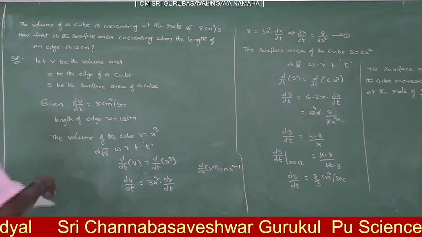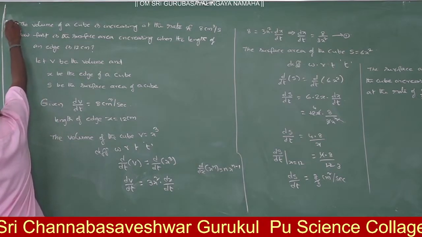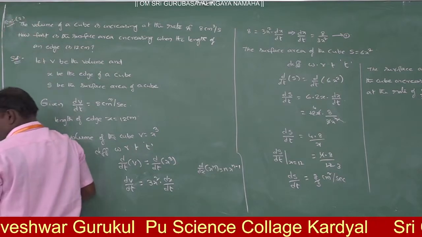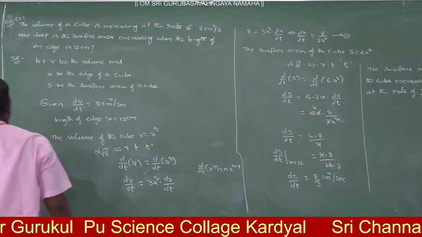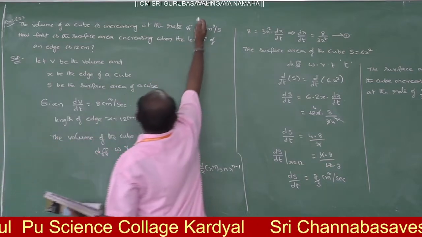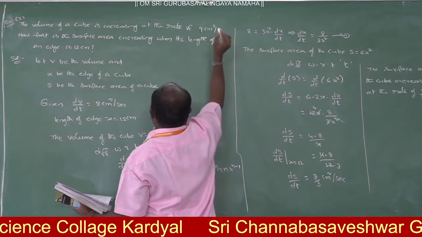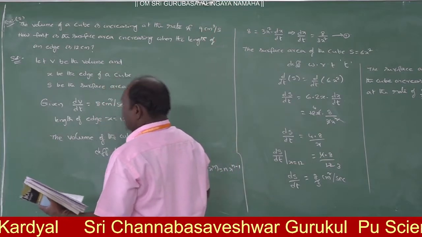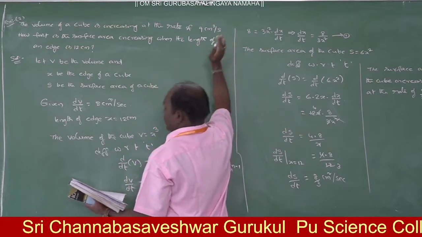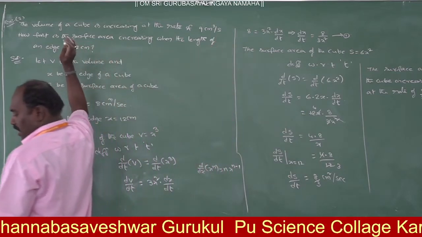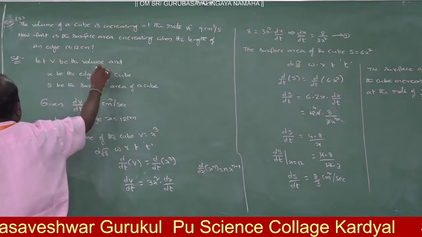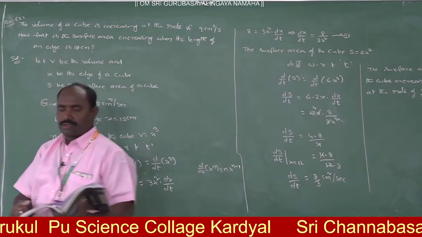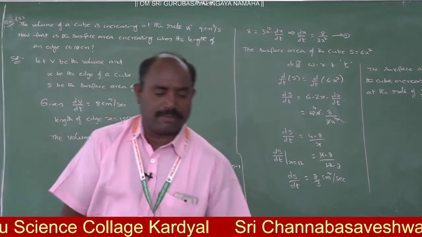Example number 2. Same model, example number 2. The volume of the cube is increasing at the rate of 9 centimeter cube per second. How fast is the surface area increasing when the length equals 10 centimeters?